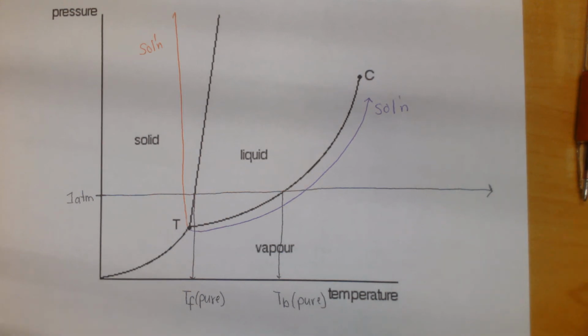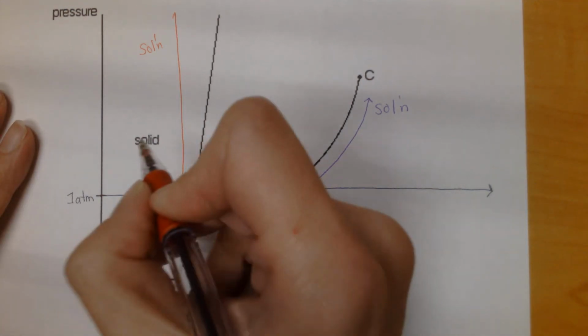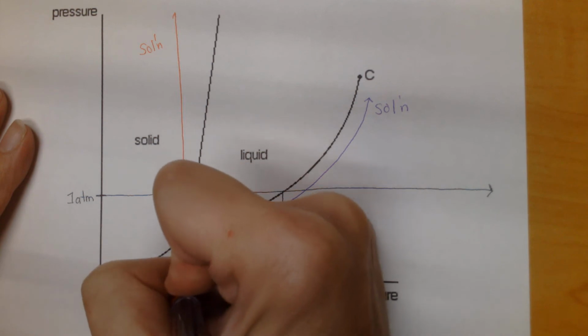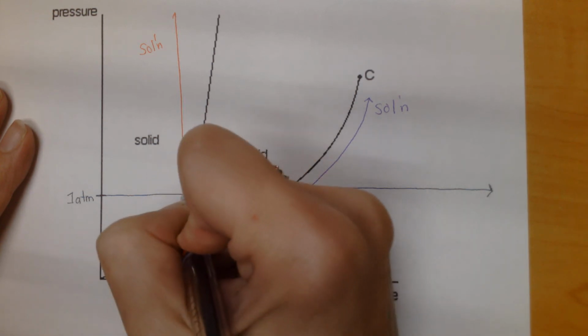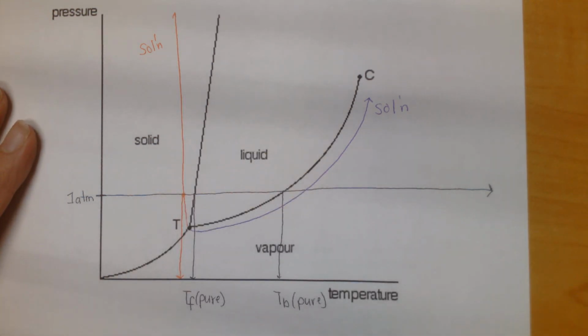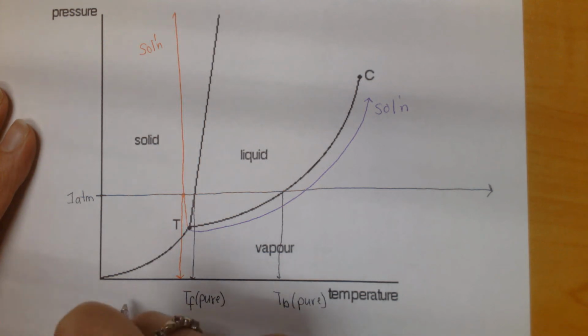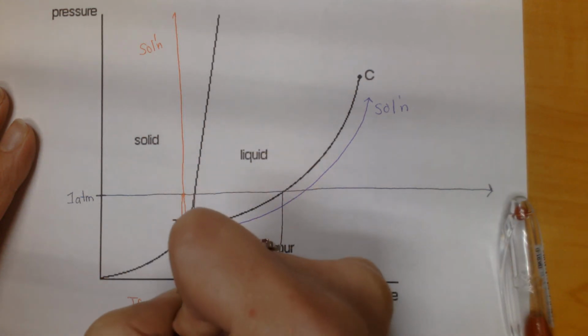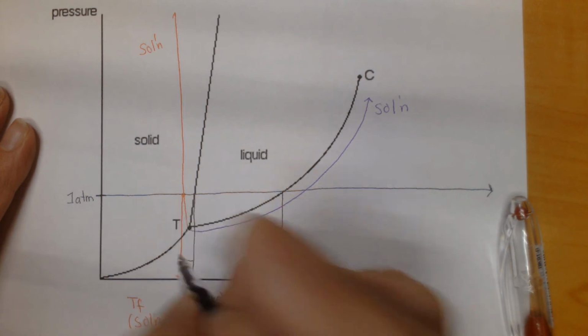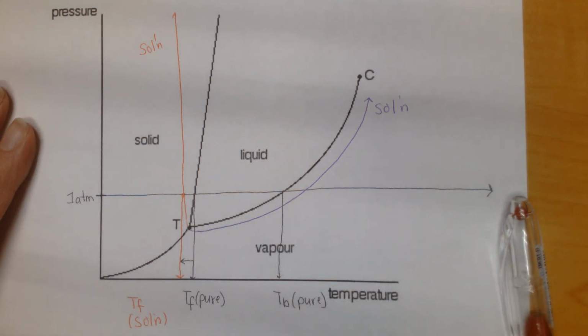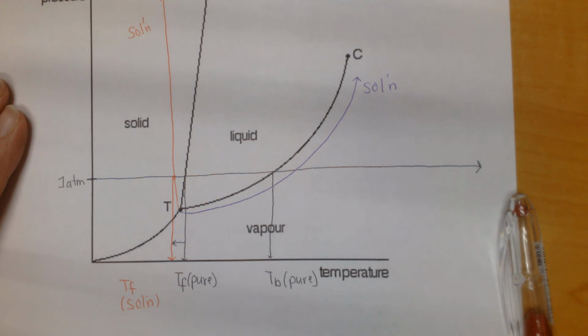Let's look at the freezing temperature first. If we drop that down, where it crosses our new solid-liquid boundary, we have the temperature freezing of the solution. And if we look, that has lowered quite a bit. It has gone down, so we have decreased the freezing temperature.